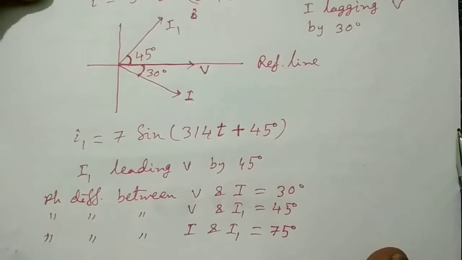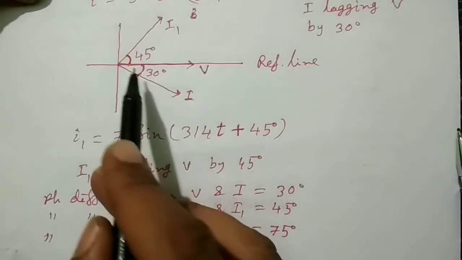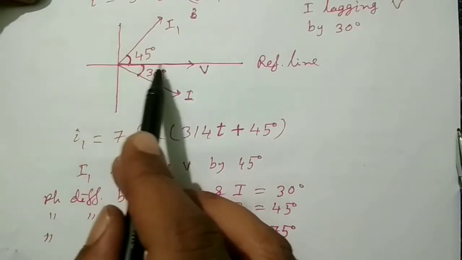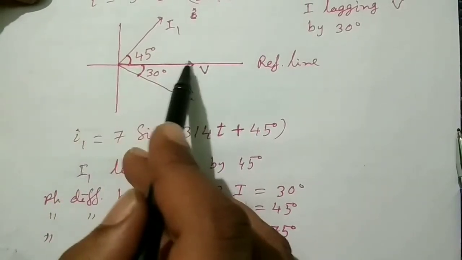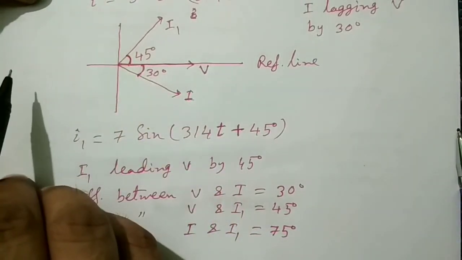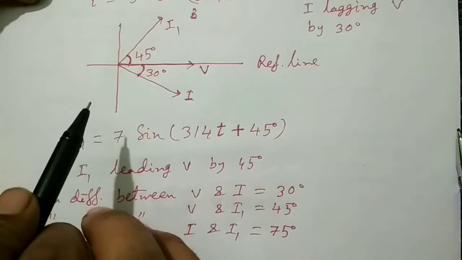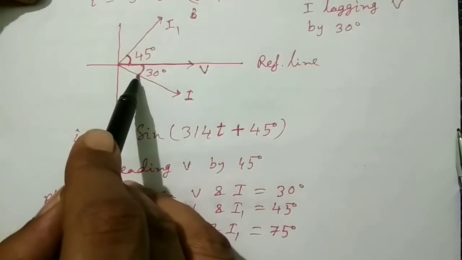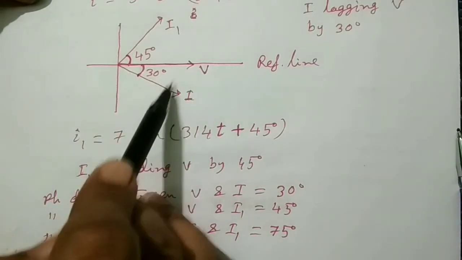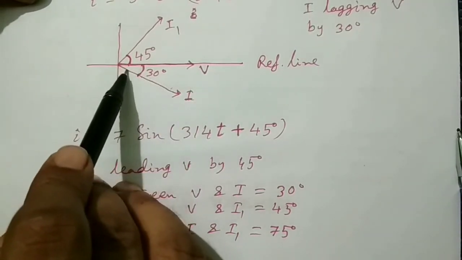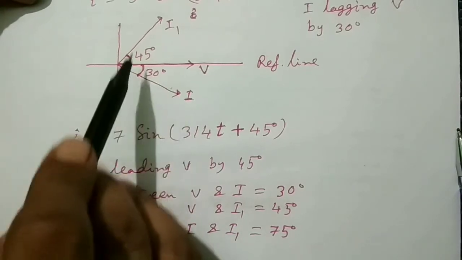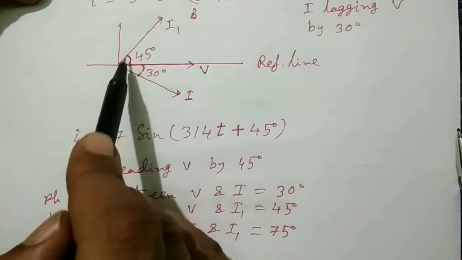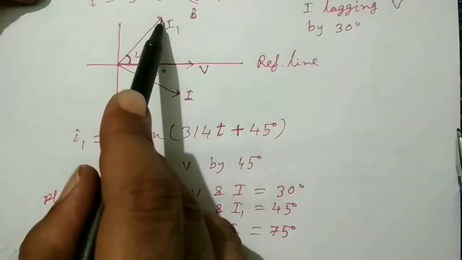Remember one thing here: during phasor diagram drawing, we have not considered their magnitude. We have not drawn the lines according to scale. That is allowed, but the phase relation should be proper. That means I is lagging the voltage by 30 degrees, so it will definitely be 30 degree below the voltage. I1 is leading the voltage by 45 degree, so the I1 phasor will be 45 degree leading with respect to the voltage.